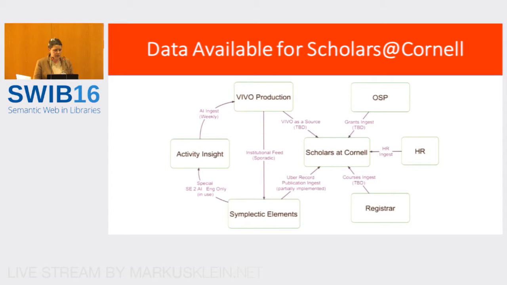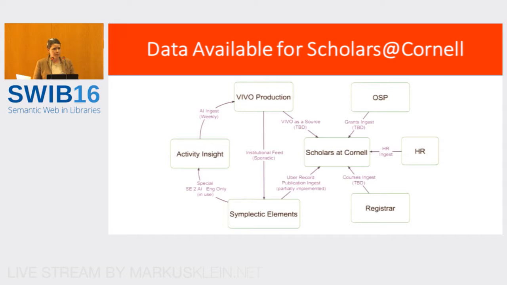We definitely are pulling data from OSP, the Office of Sponsored Research at Cornell University. They give us all their grant data, so we can pull that in and merge it and have information about that in the system. We pull information from human resources. This is where we really capture all of the departmental affiliations and status of our faculty members and researchers.